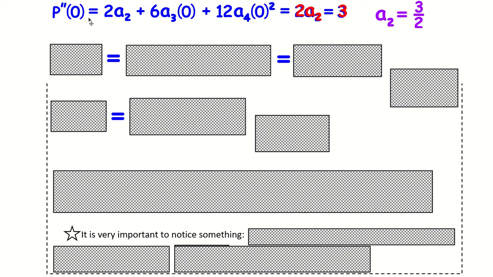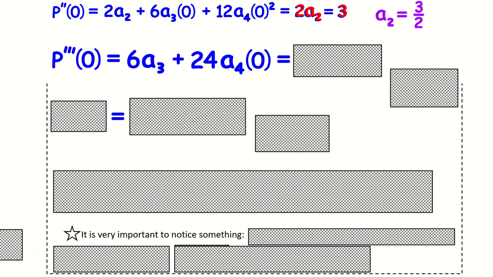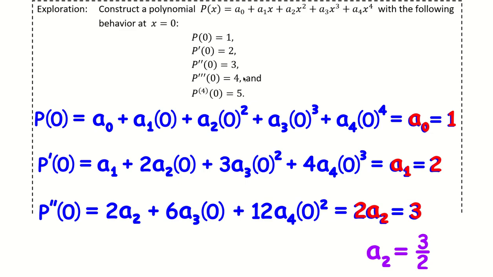So on the next page, this is something you've already written down from the previous page, and what's next is taking the third derivative. And taking the third derivative as well as plugging in 0, we end up with 6a sub 3, and that's supposed to equal 4.